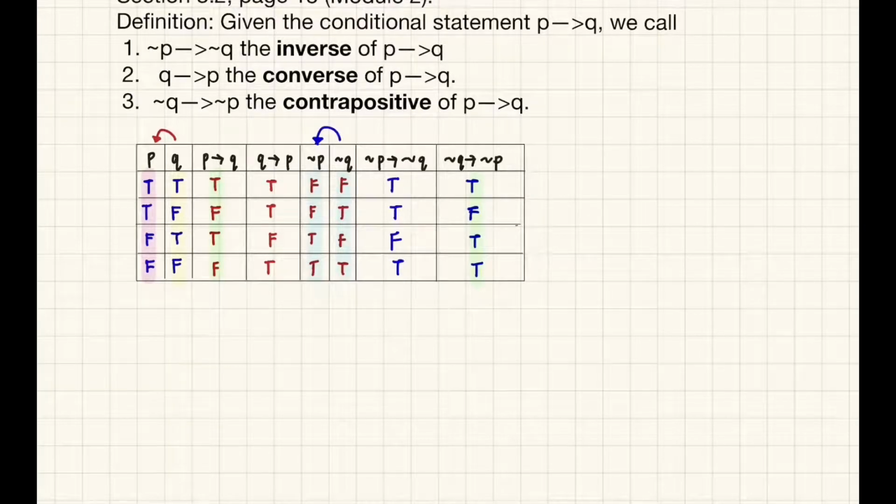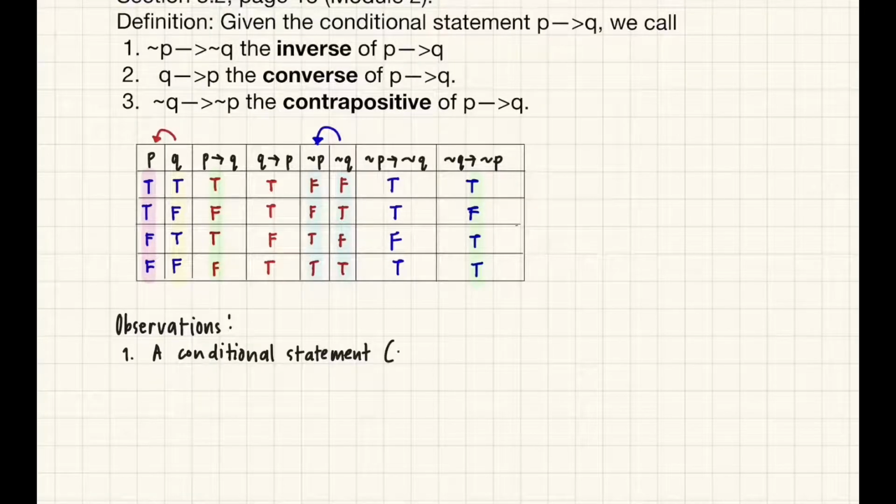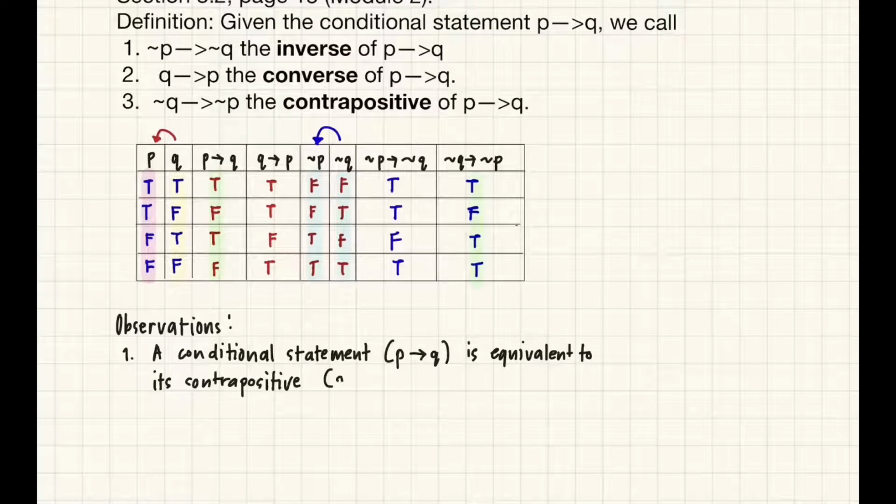Now observe the green columns. They have the same truth values. So we say that these columns are logically equivalent. Okay, so we say that a conditional statement, if P then Q, is equivalent to its contrapositive, if not Q, then not P.